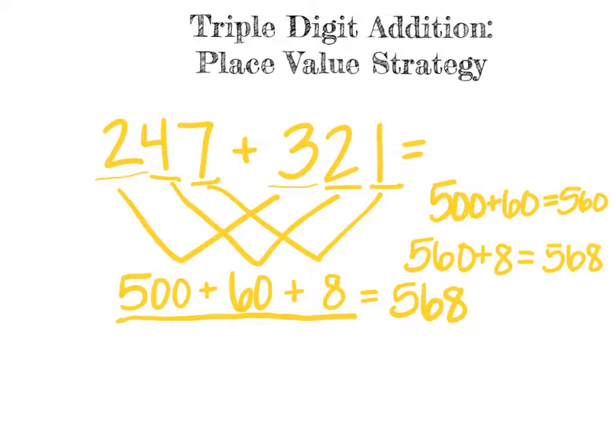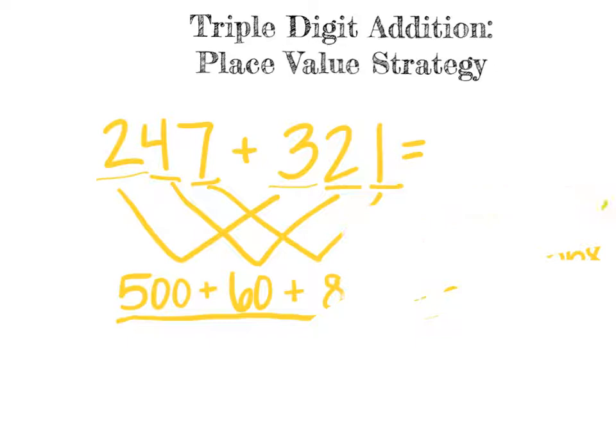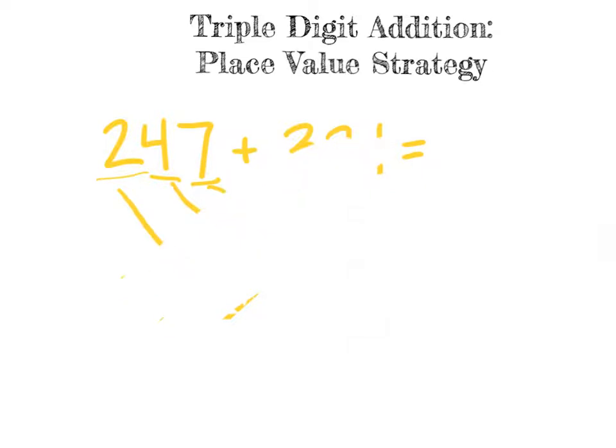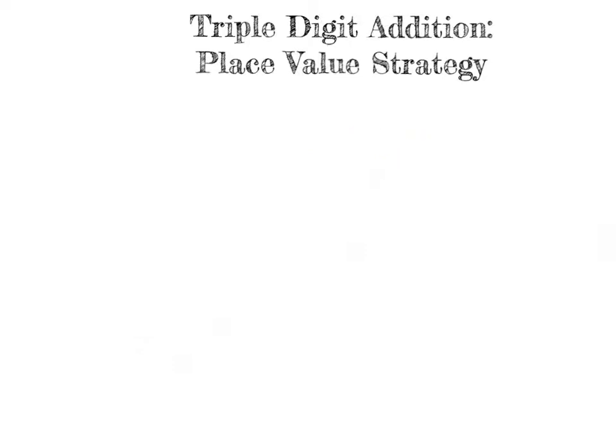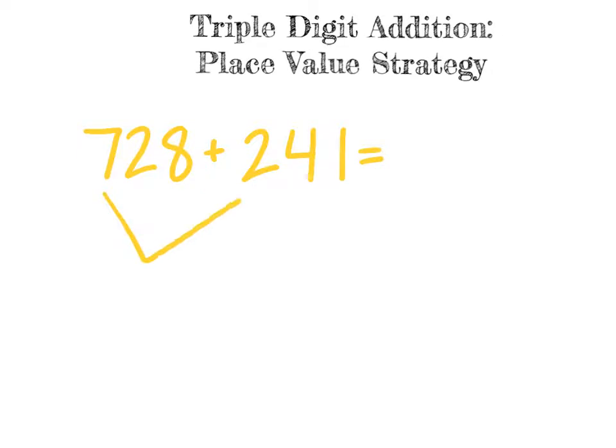So let's do another problem. And like I said, boys and girls, if it's easier for you to break the numbers up and add them that way, you can do that. Or if you don't need to do that, you do not have to do that. So the next problem we're going to do is going to be 728 plus 241. And I need to draw my carets.